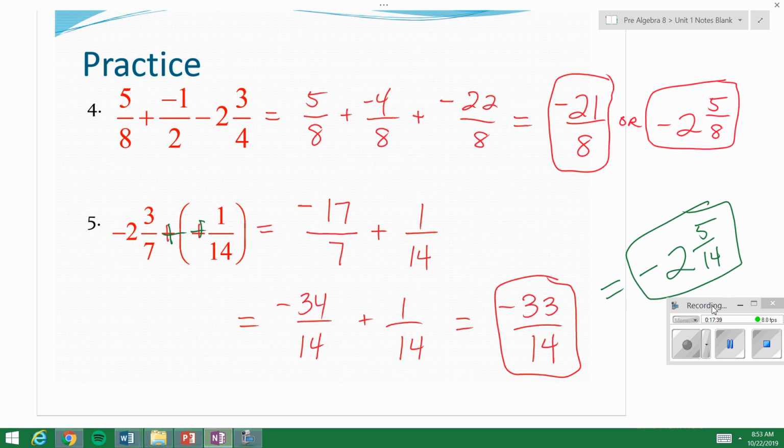All right, so that does it for adding and subtracting fractions for now. We're going to have a couple days of practice with this. So let me know if I made any mistakes or if you have any questions.